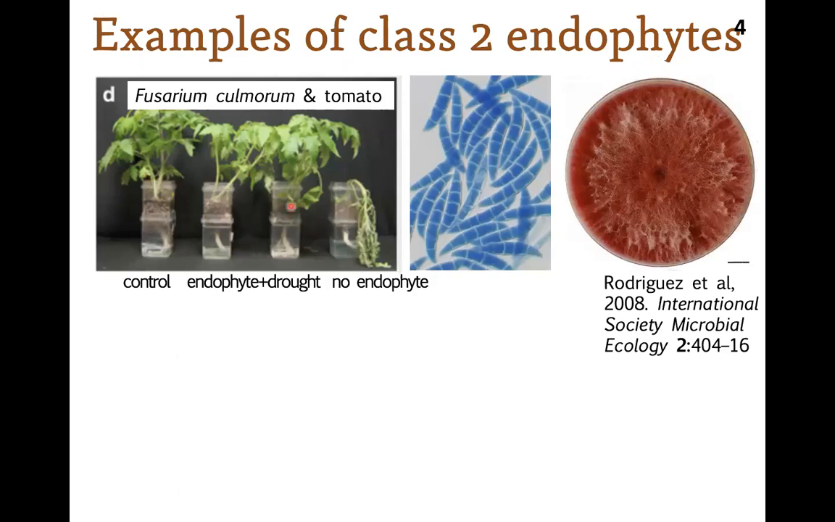For example, on the left here, we have this fungal species called Fusarium culmorum. And this is shown with tomato, and it's showing a potential protective effect from drought. So if the tomato is inoculated with this fungus as an endophyte, then it is able to survive drought conditions, unlike ones that do not. And here's some pictures of that fungus here.